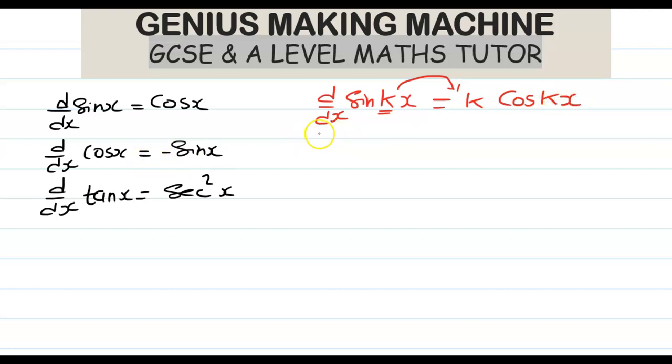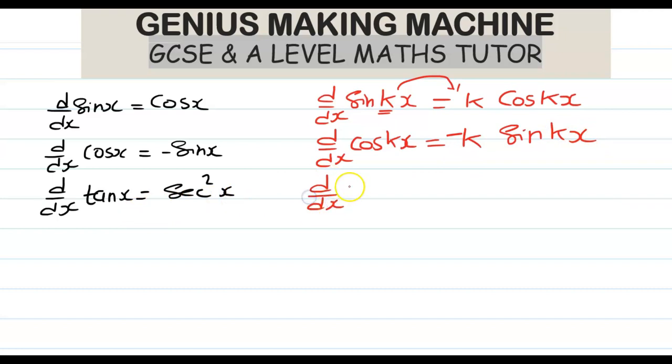Similarly, if it is d over dx of cos kx, this constant comes forward, and the differentiation of cos kx is minus sin kx, so we put a minus sign and it will be sin kx. Now if it is differentiation of tan kx, the constant comes forward, and differentiation of tan x gives sec square kx.